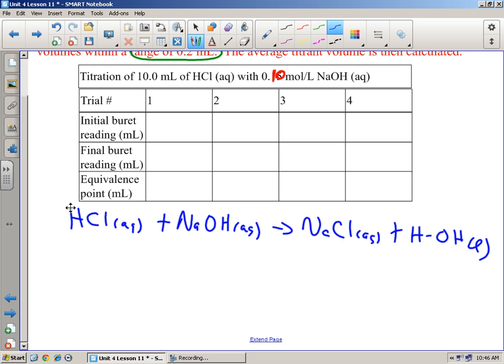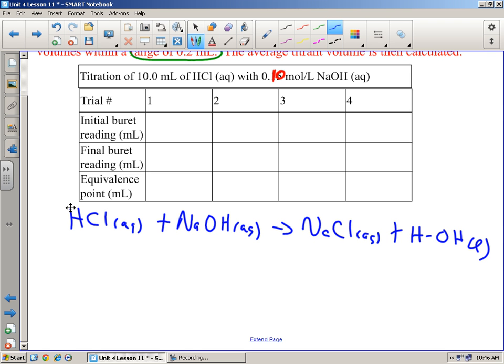So the equation: hydrochloric acid, sodium hydroxide, double replacement reaction. This is an acid base. It's actually a special type of double replacement called neutralization. Acid plus base gives salt and water. Yes, always.